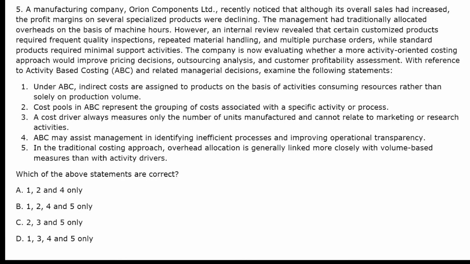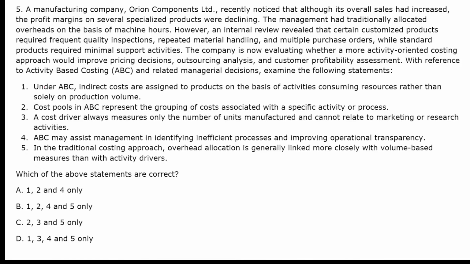Under ABC, indirect costs are assigned to product on the basis of activities consuming resources rather than solely on production volumes. Do you think this is correct? See, ABC actually tells you to allocate your overheads on the basis of activities and not on the basis of production. So yes, this is correct.